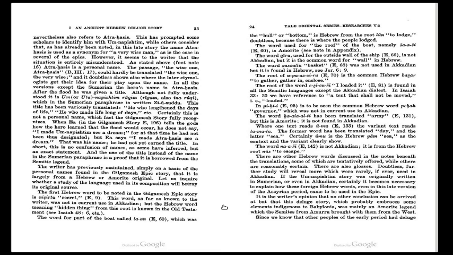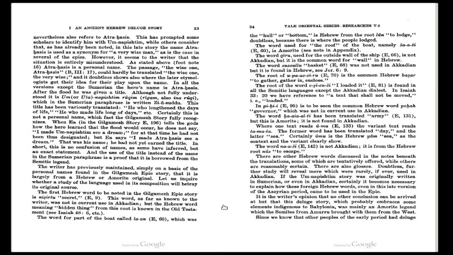If the Napishtim story was originally written in Sumerian, or even in Akkadian, certainly it becomes necessary to explain how these foreign Hebrew words, even in this late version of the Assyrian period, came to be used in the epic. And it was the writer's opinion that no other conclusion could be arrived at but that this Deluge story, or flood story, which probably embraces some elements indigenous to Babylonia, was mainly an Amorite legend which the Semites from Amuru brought with them from the west.